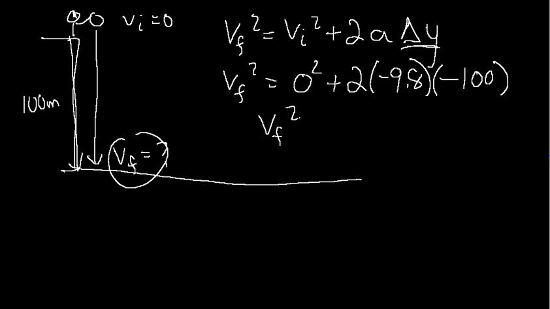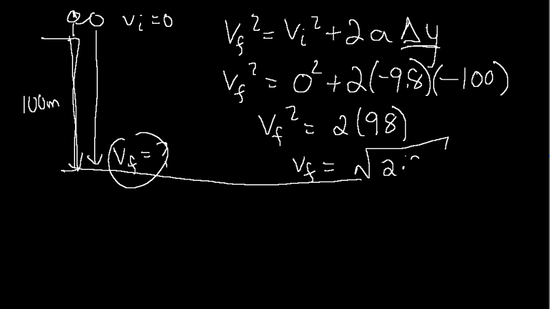So we just have to solve for the final velocity then. This times this times this. So it's going to be 2 times 98 then. And the final velocity will be the square root of 2 times 98. And that's going to be in meters per second.